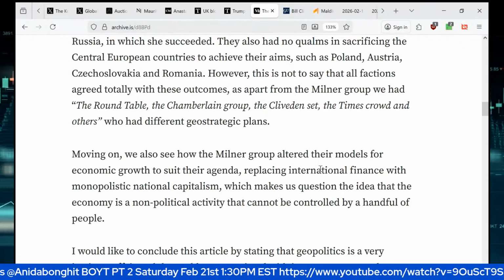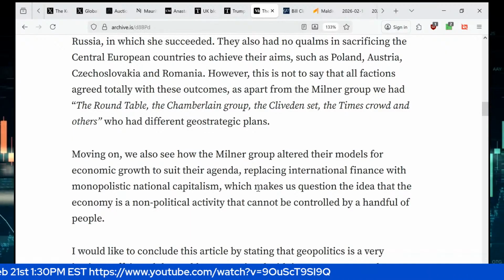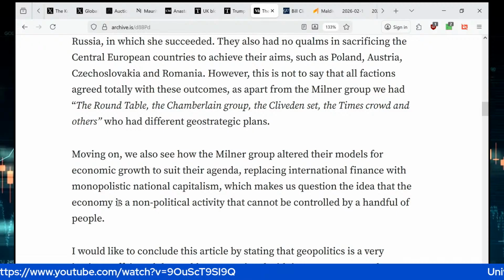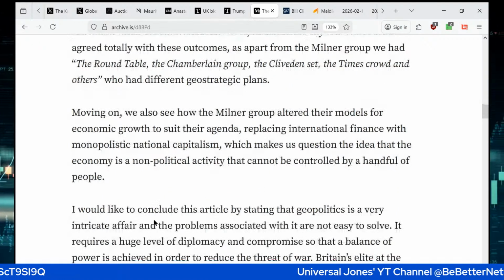Moving on, we also see how the Milner Group altered their models for economic growth to suit their agenda, replacing international finance with monopolistic national capitalism, which makes us question the idea that the economy is a non-political activity that cannot be controlled by a handful of people.